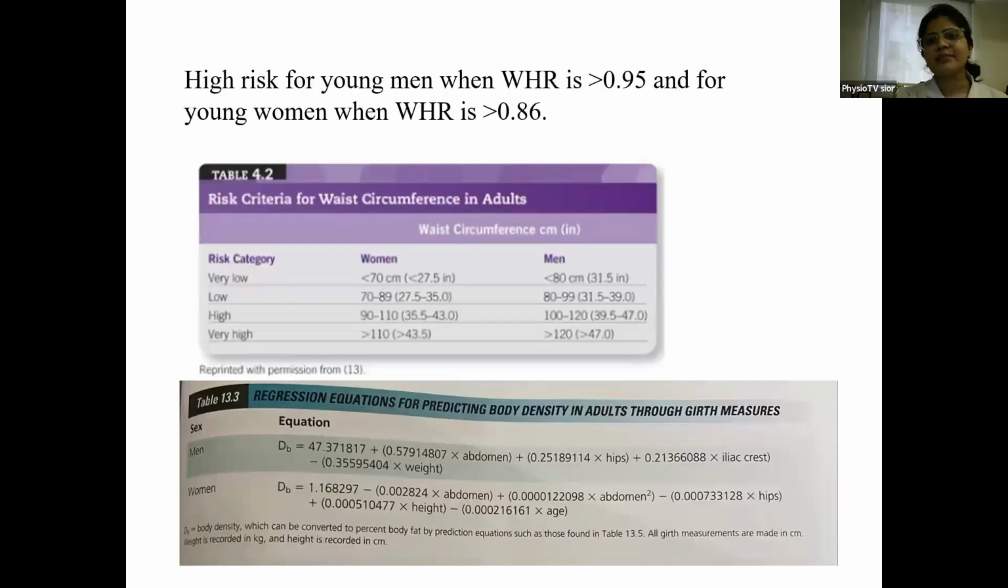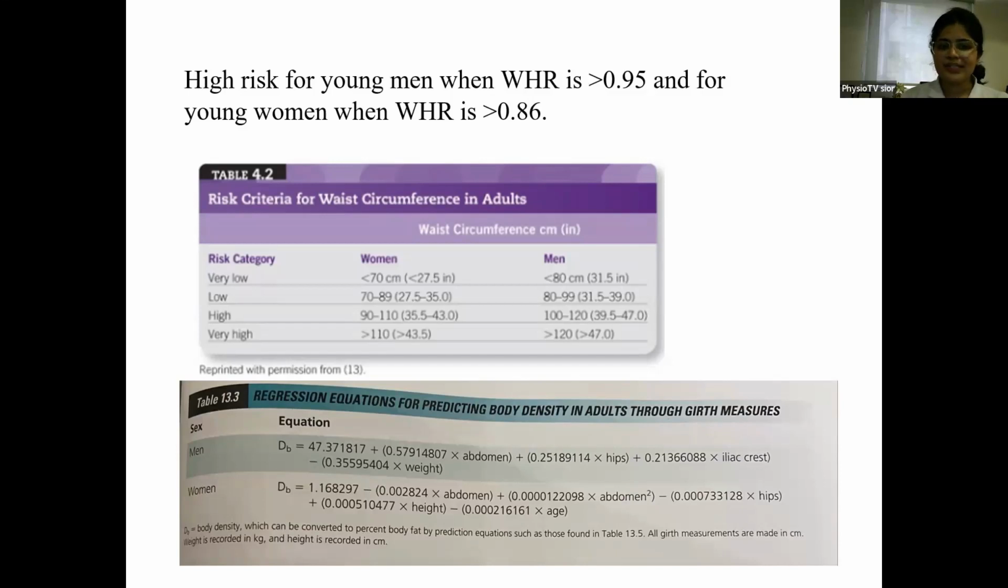Now coming to waist hip ratio, this is the table of risk criteria for waist circumference in women and men. So very low, low, high, very high. This table gives us the normative values for distinguishing the high risk criteria: a waist hip ratio of more than 0.95 for young men, and for young women a waist hip ratio exceeding 0.86 is at high risk.